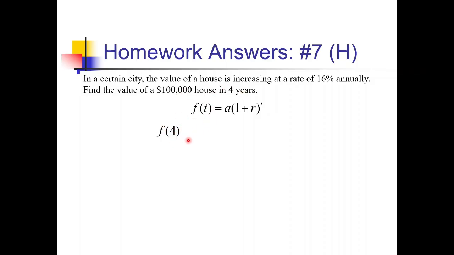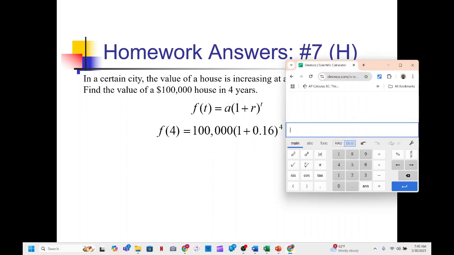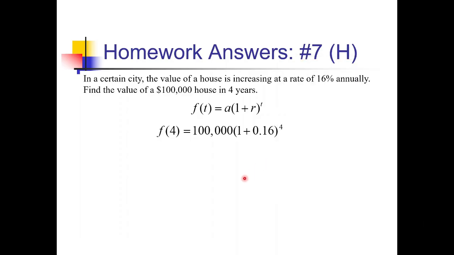So we've got f of 4 equals 100,000 times 1 plus the interest rate. So that's 16%. We're going to write 0.16 in there. And our t value, again, is going to be this 4 years that we're letting our house sit for. So let's go to Desmos and evaluate all this. So we've got 100,000 times 1 plus 0.16, raise that to the 4th power, and that's $181,063.94.